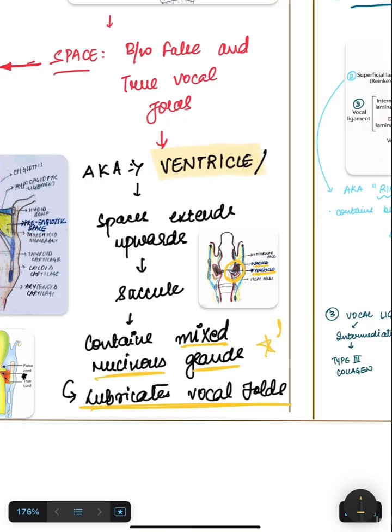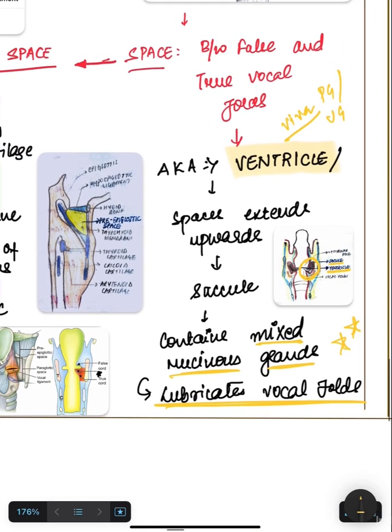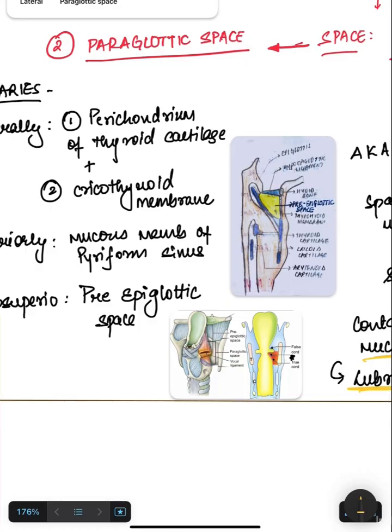This is very, very important, and this is a viva question for PG or UG candidates. Okay, this is one space. You can call it a ventricle or you can also call it a saccule, whatever you want. This is one space that is done. Now the next space is the paraglottic space.